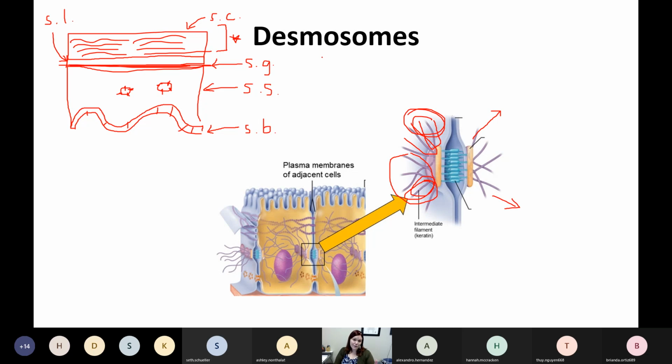Back to our previously scheduled content right here with desmosomes. Desmosomes, tough junctions that resist pulling up and down, apart, all directions. Desmosomes are created with those keratin proteins, those proteins that make our cells really strong. And we can see desmosomes most clearly in that layer called stratum spinosum.